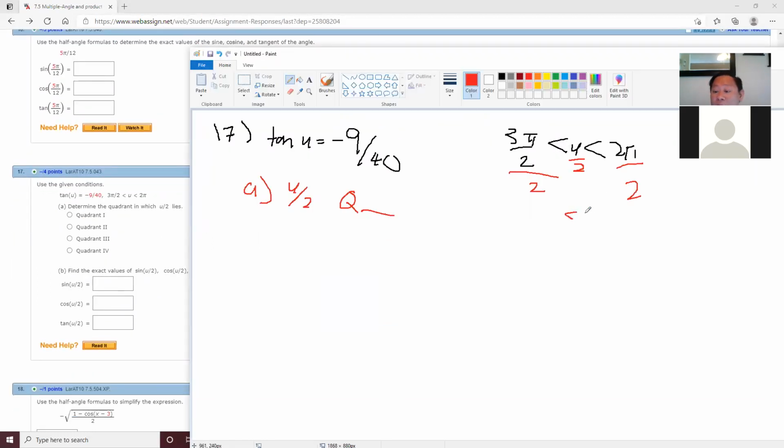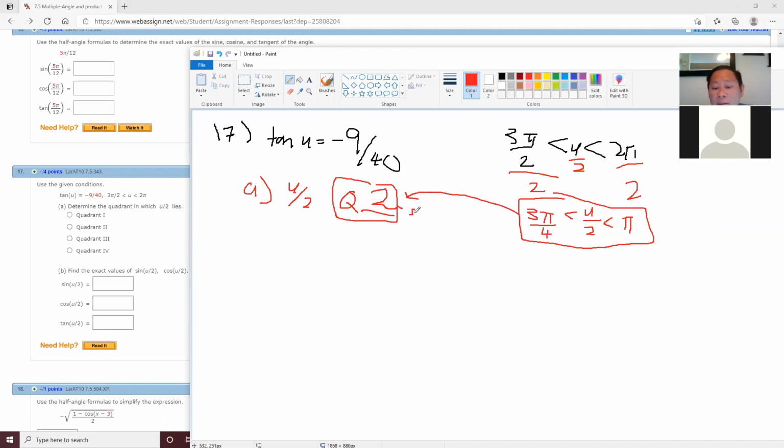So what you have in this case is u over 2 here. This will become pi, and this will become 3 pi over 4. So what quadrant does this belong to? 3 pi over 4 and pi. The second? Yep, quadrant 2. So your answer should be quadrant 2. Usually they will ask you for u, or where u over 2 is, and you say it's quadrant 2. And watch out for this quadrant 2 because sine is the one that is positive, right?